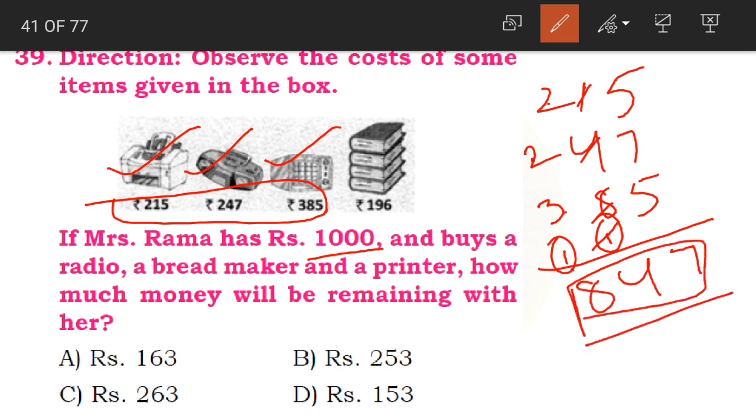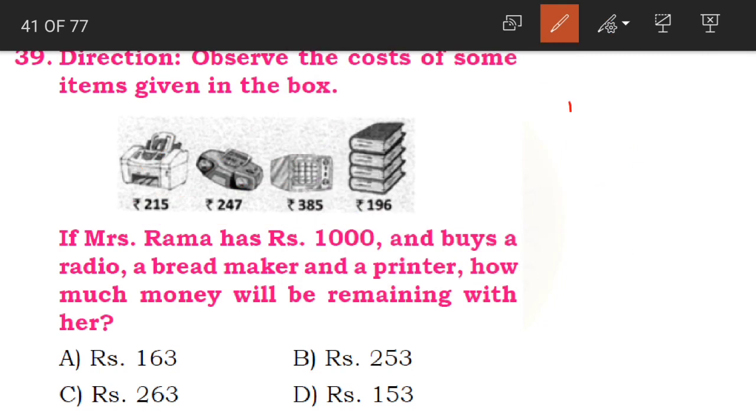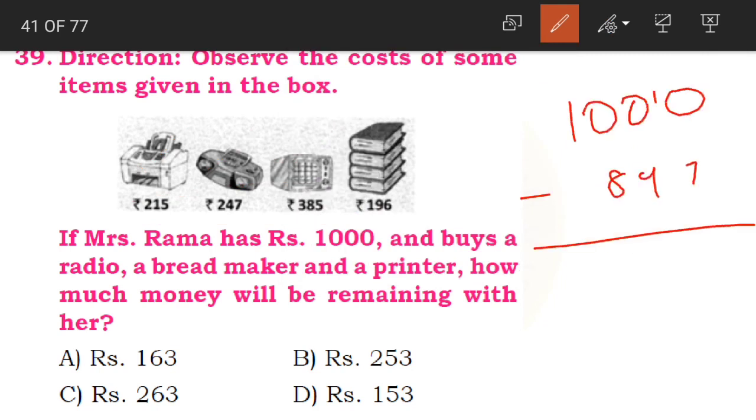Now what is this, children? This is the total expenditure. She is buying goods worth 847 rupees. She had 1000 rupees. Now what money will she be remaining with? 1000 minus 847. Yes? 1000 minus 847. Now how do we subtract? First 0 becomes 10. The remaining zeros become 9. And the last number becomes minus 1. 1 minus 1 is 0. So 10 minus 7, 3. 9 minus 4, 5. 9 minus 8, 1.